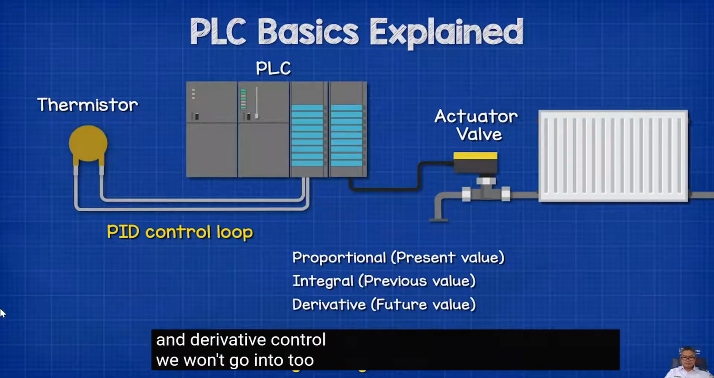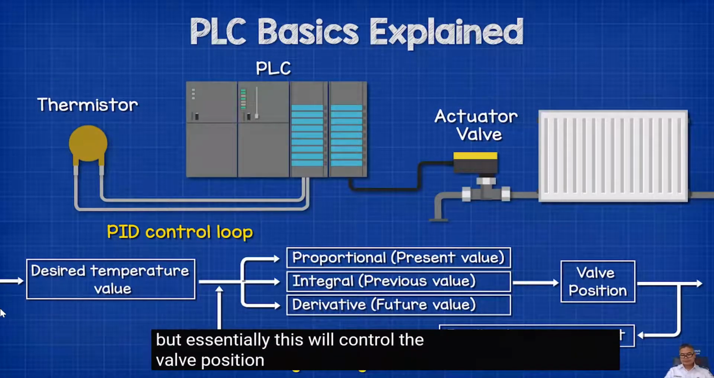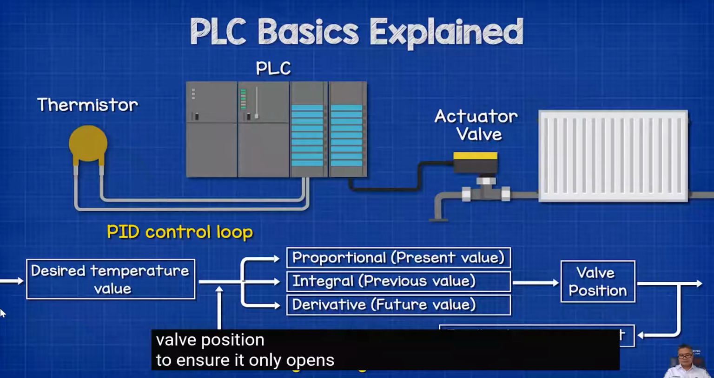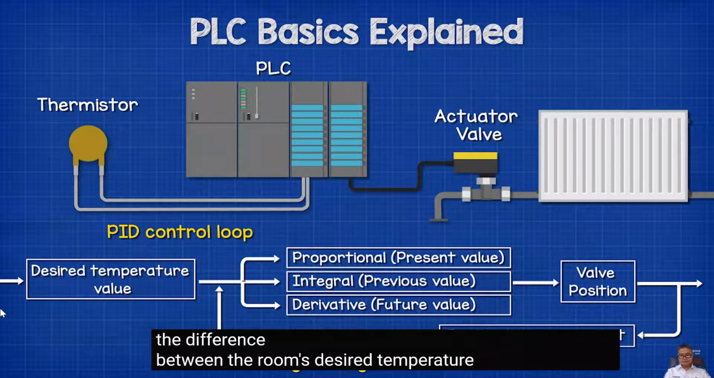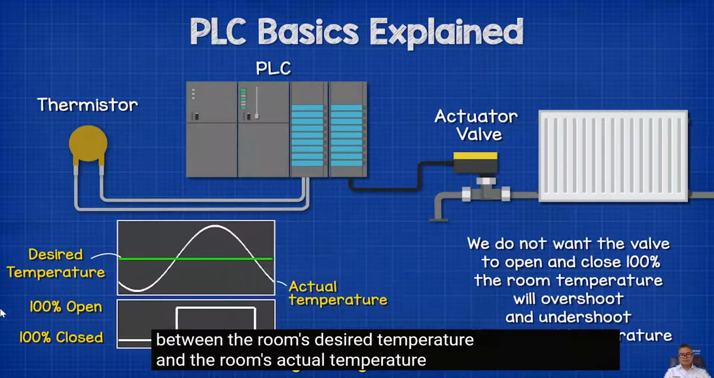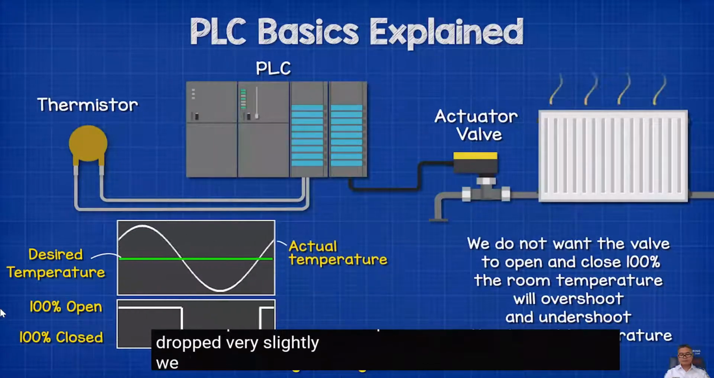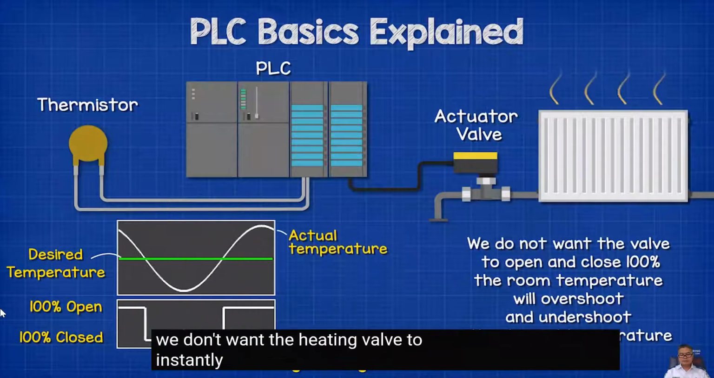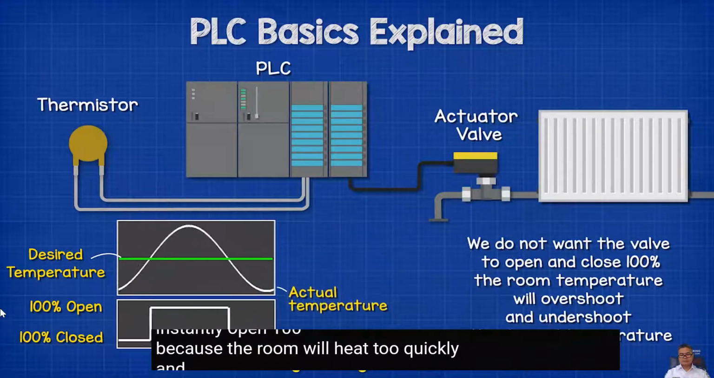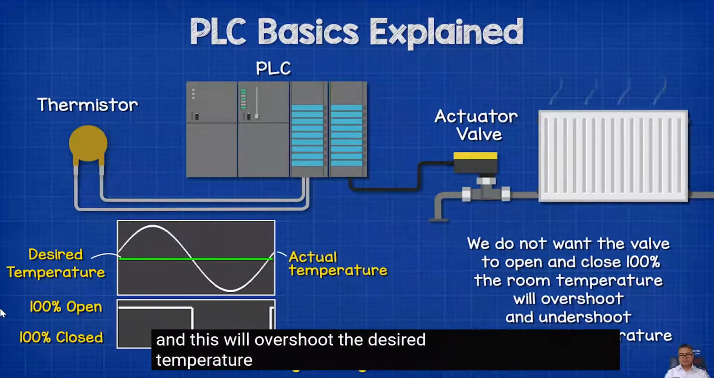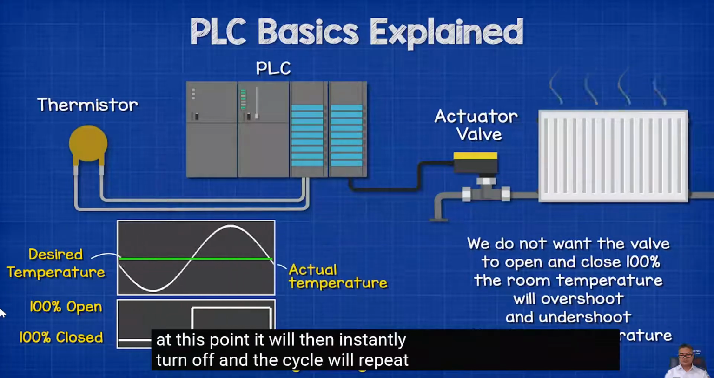We won't go into too much detail on PIDs, but essentially this will control the valve position to ensure it only opens enough to suit the difference between the room's desired temperature and the room's actual temperature. For example, if the room temperature dropped very slightly, we don't want the heating valve to instantly open 100%, because the room will heat too quickly and this will overshoot the desired temperature. At this point, it will then instantly turn off and the cycle will repeat.